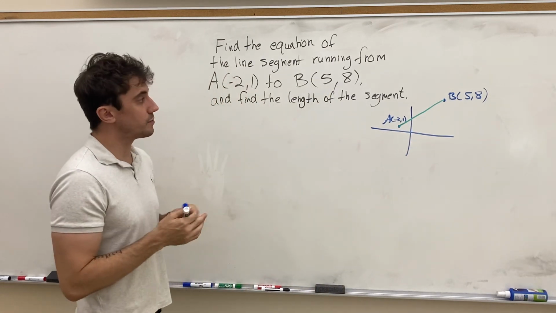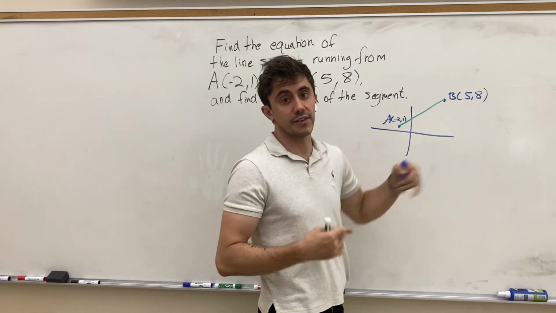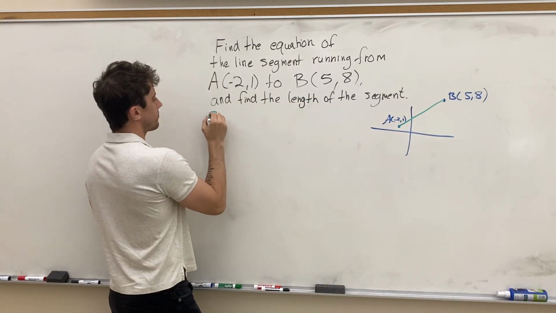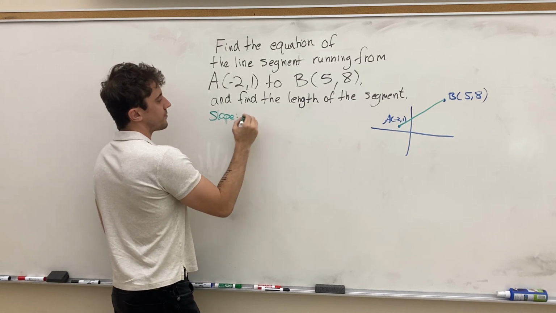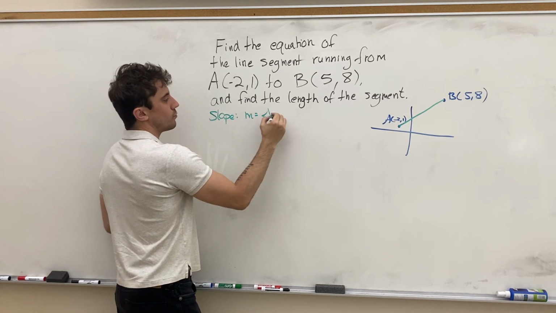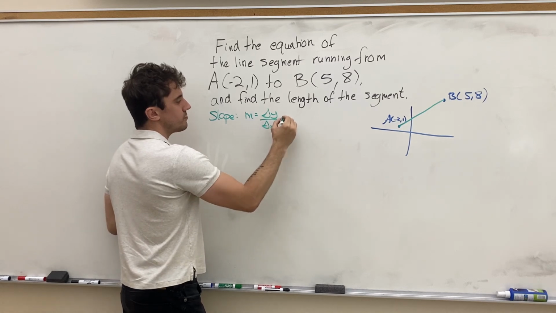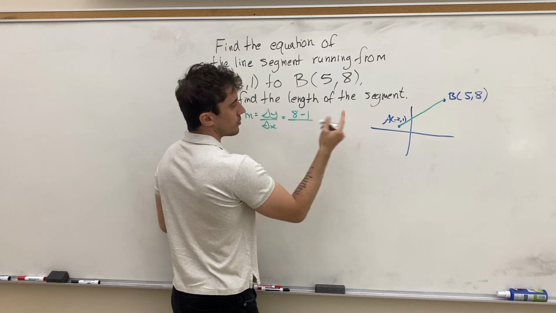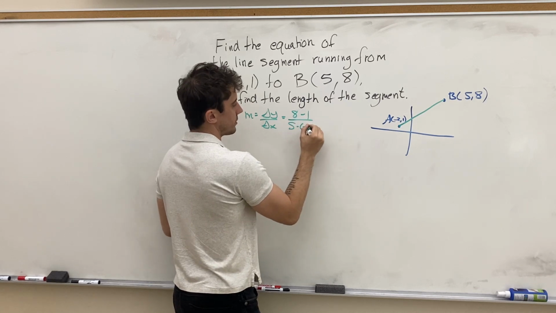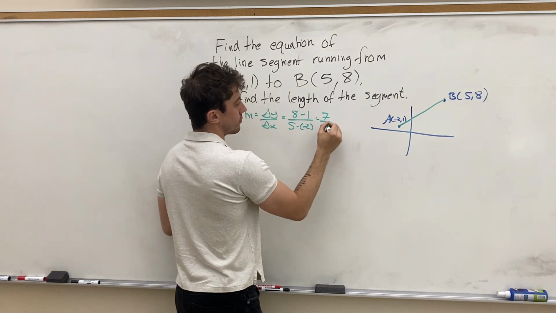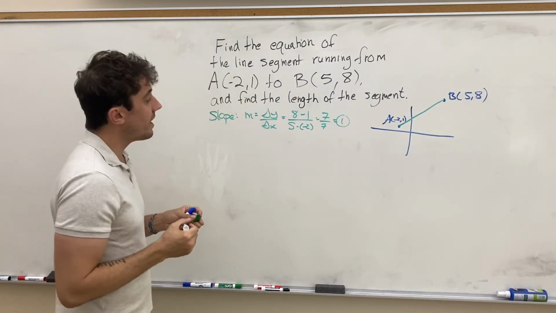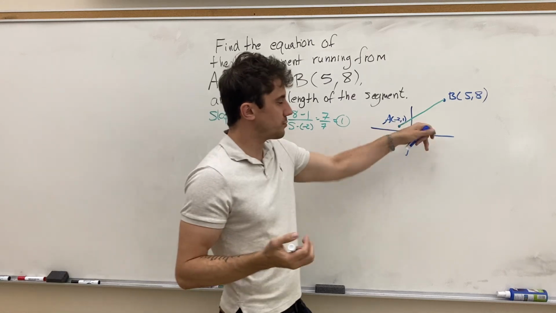So, first thing we can do whenever we have 2 points is we can always find the slope of the line. So let's start off with that. Our slope is found by the change in y over the change in x, as you know. And so that means we're going to have 8 minus 1 over 5 minus -2, which is 7 over 7, which is 1, conveniently.